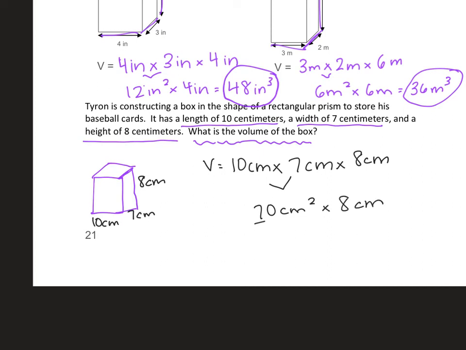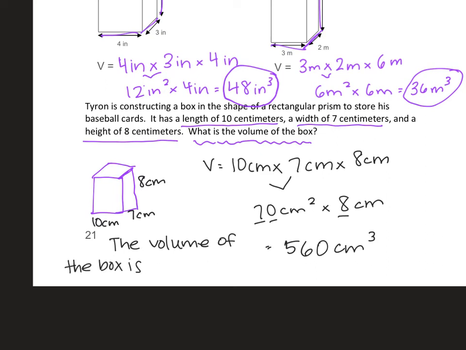Okay, 7 times 8, I'm going to pull out that basic fact. 7 times 8 is 56. And then I multiply that by 10 because I have 1 0. So I'm going to get 560 cubic centimeters. And since this is a word problem, I need to write my answer in a statement. So the volume of the box is 560 cubic centimeters.